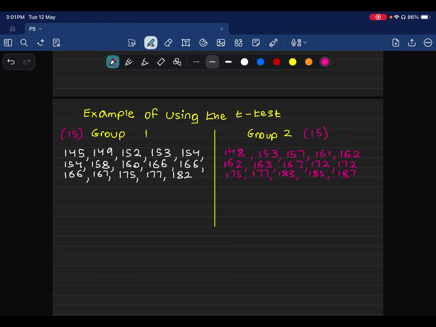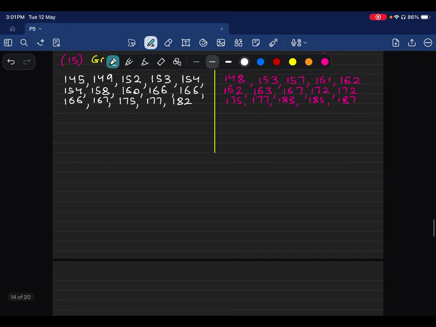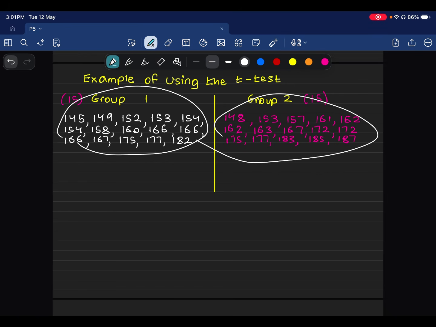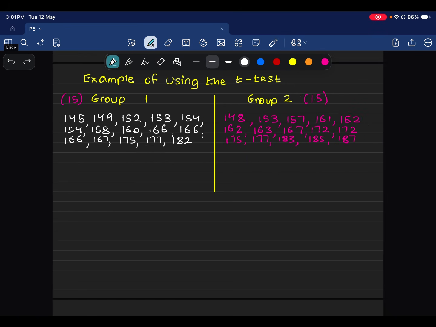Now, does it always have to be the case that we need to have the same number of values in both sets of data? Of course not. You can have different numbers of values in both data sets. You could take 16 here, 15 here. You could take 2000 here, you could take 10 here. It doesn't make a difference. But just for keeping it simple, we took the same number of values.